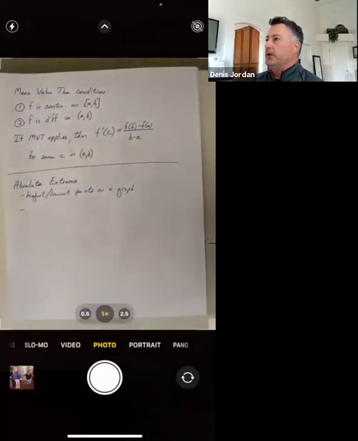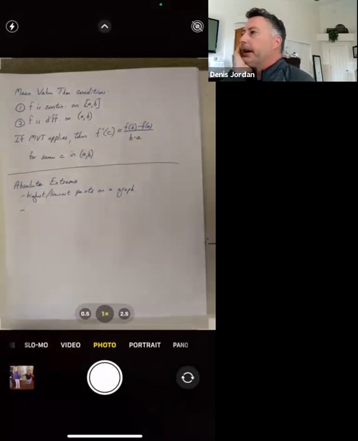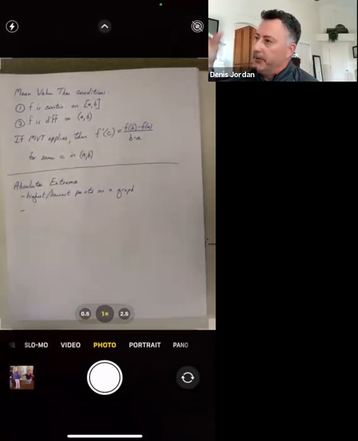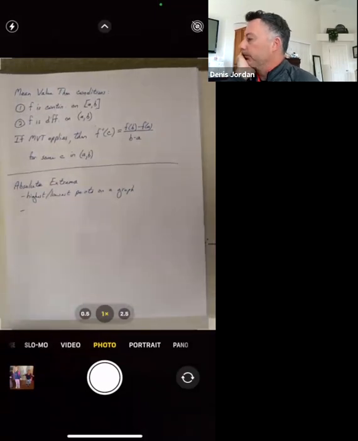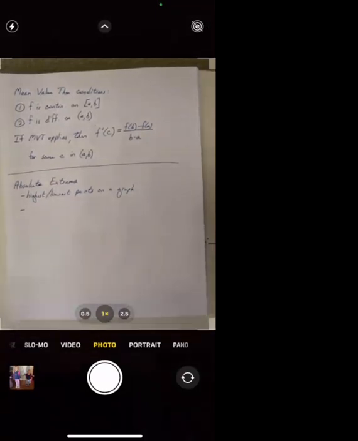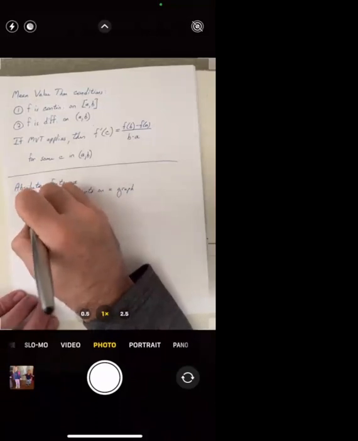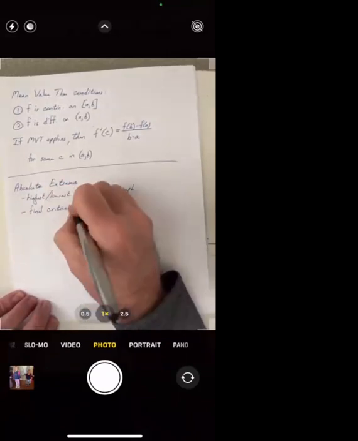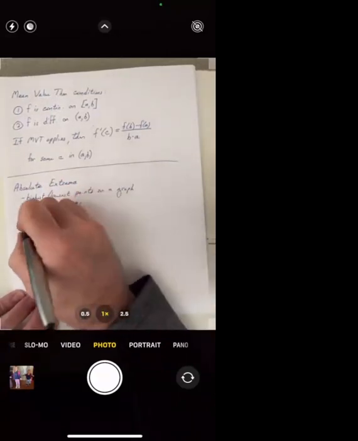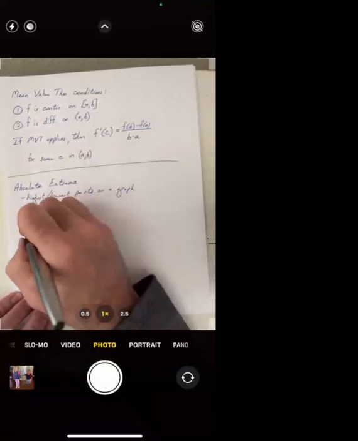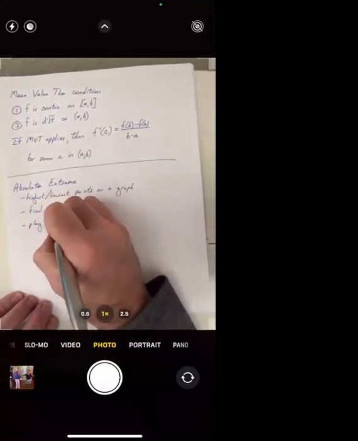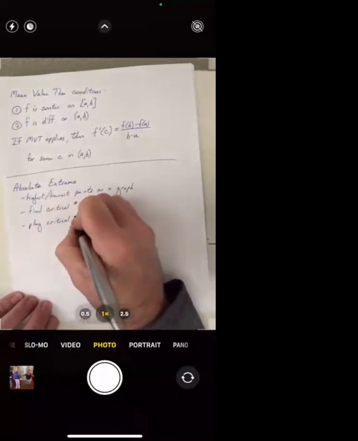So if I give you a function on an interval, how do you find where those absolute extrema are? It's easy to do on a graph, but what if you don't have that? You find where the derivative is equal to zero, and you get those numbers. You said you'll give us an interval, so also take the endpoints of that interval. Now you've got at minimum three numbers probably.